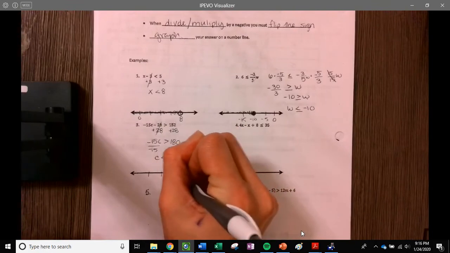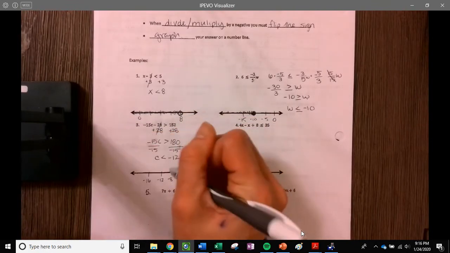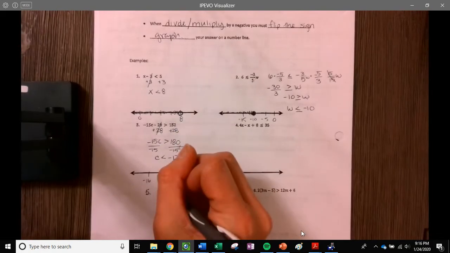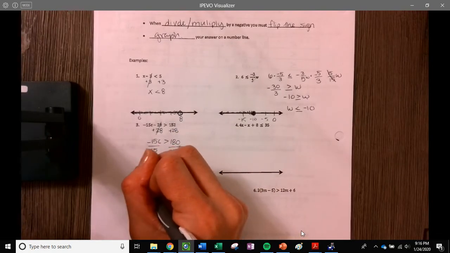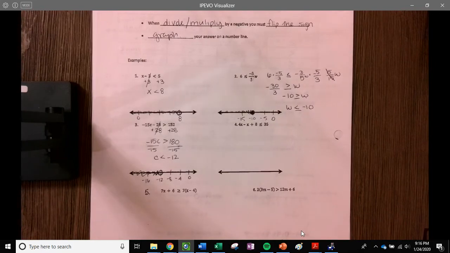Let's see, 0, -4, -8, -12. Got an open circle on -12, and I'm shading the direction that the arrow is pointing. These have all been less than so far. It might stay that way. Okay. Let's do another one.